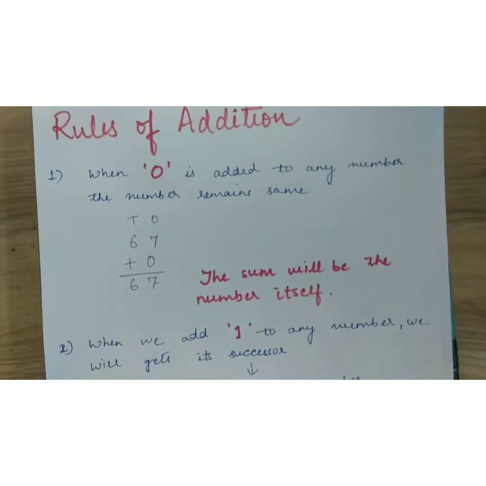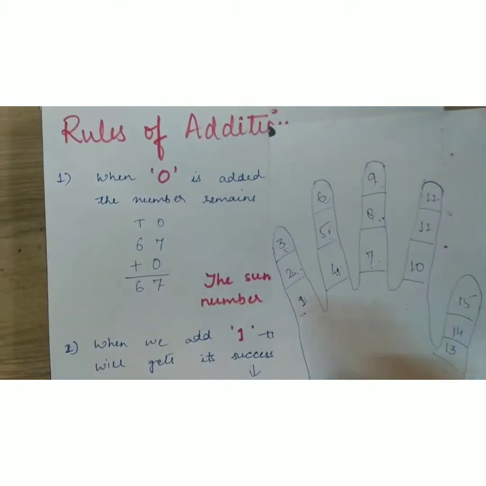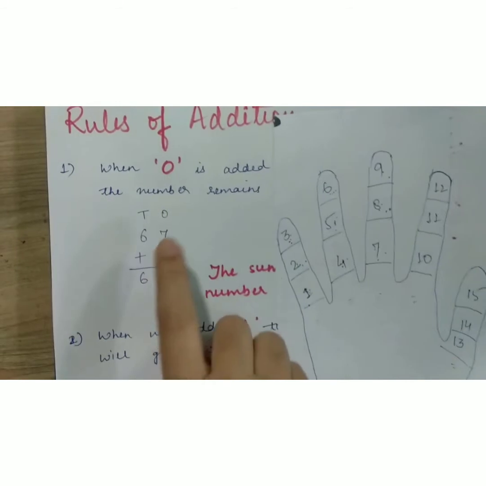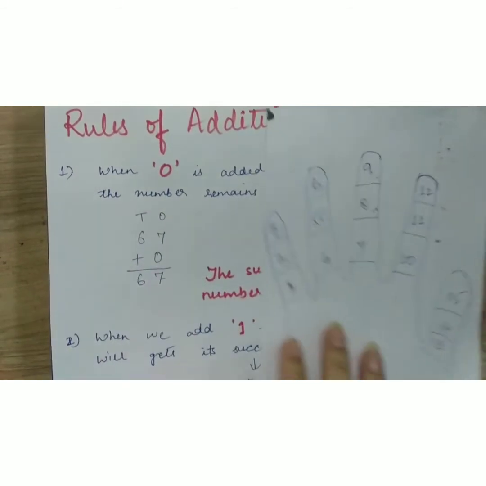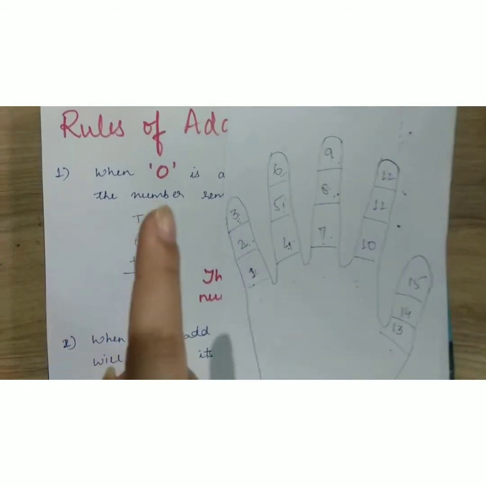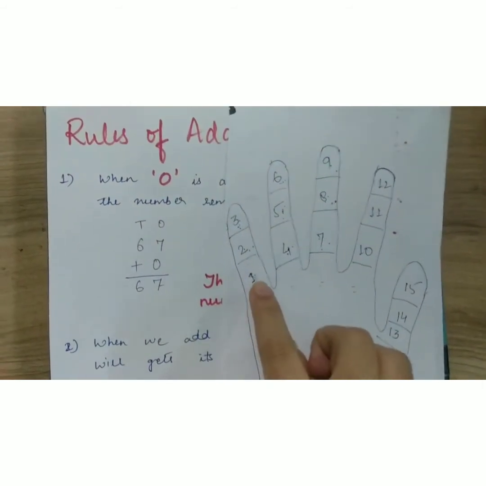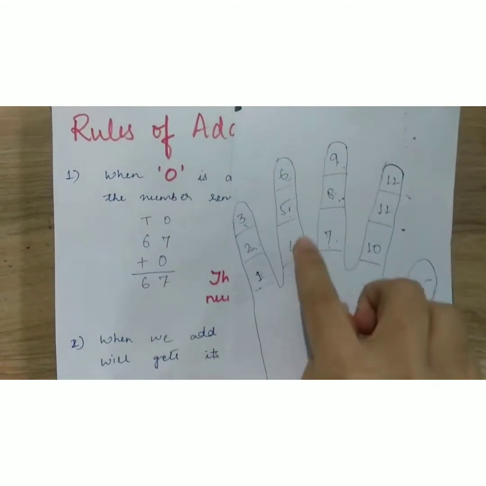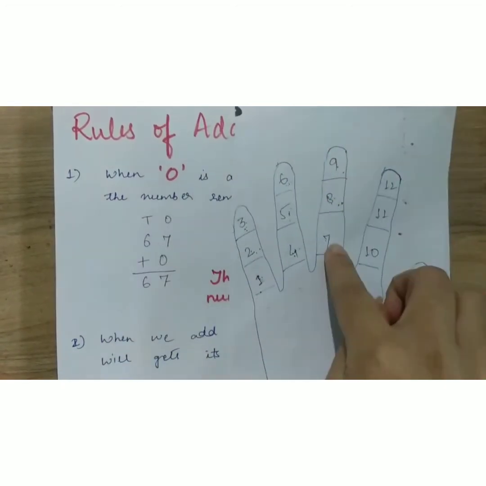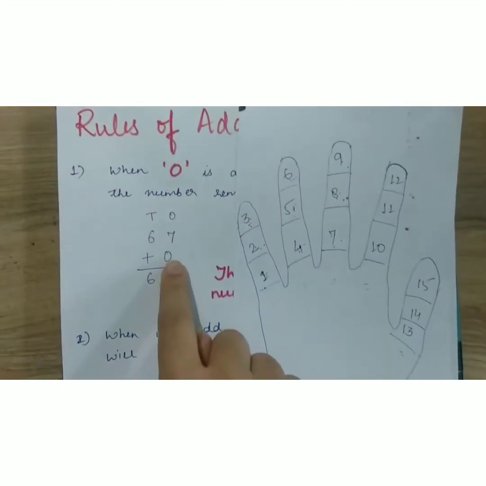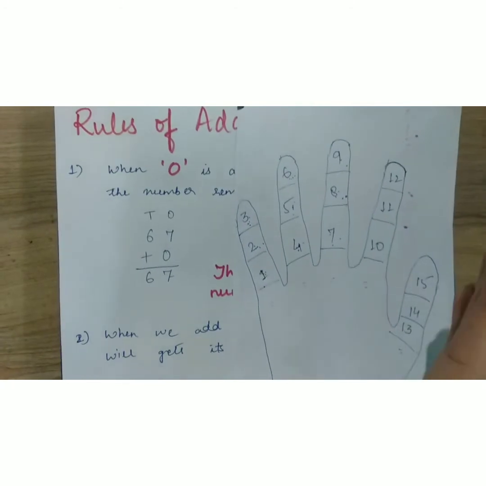Suppose 67 plus 0. We have to start with the ones position. In the ones position we are having 7. So 1, 2, 3, 4, 5, 6 and 7. What is the next number? 0. We will not add anything.